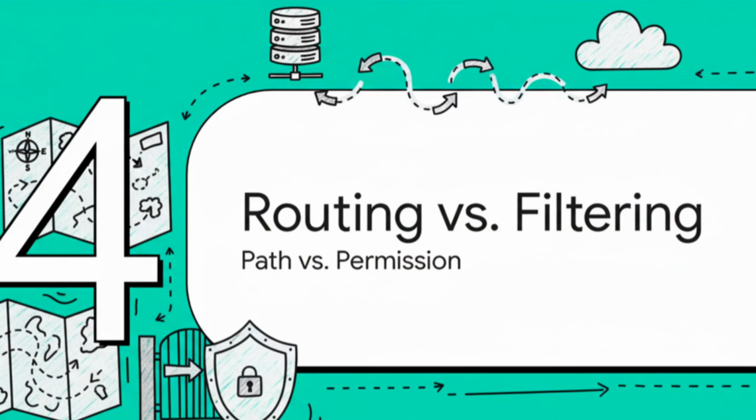So our packet has a clear path forward now. It's on its way, but here's the thing. Just because you have a map doesn't mean you have a free pass to go wherever you want.